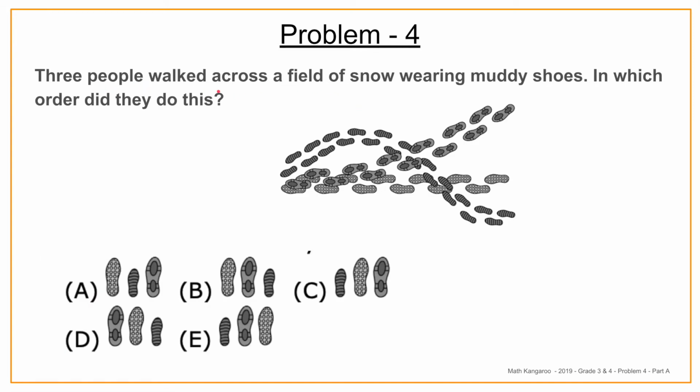Problem 4. 3 people walked across a field of snow wearing muddy shoes. In which order did they do this? So we see this is on the top, the lines, and on top, this is the one. So we have this one on top, and then this footprint, and then this footprint. So we see option A with the dots, line, and then this. So answer A is our option.